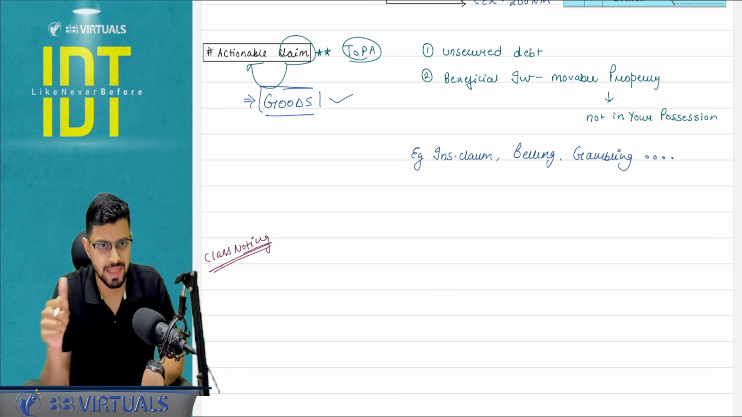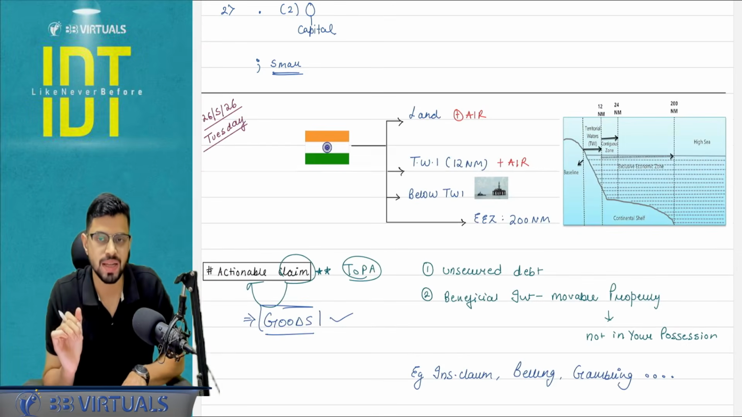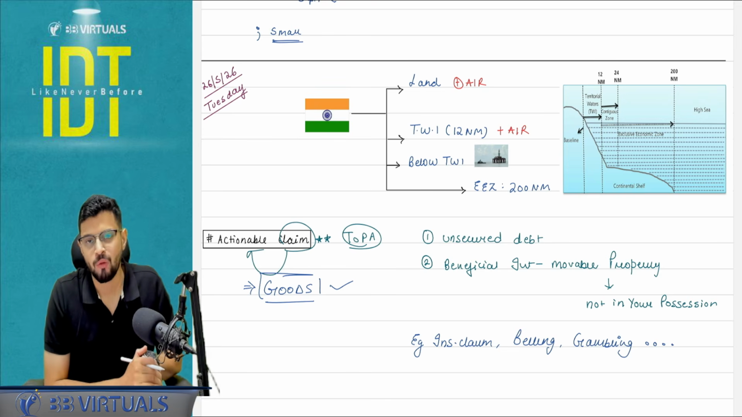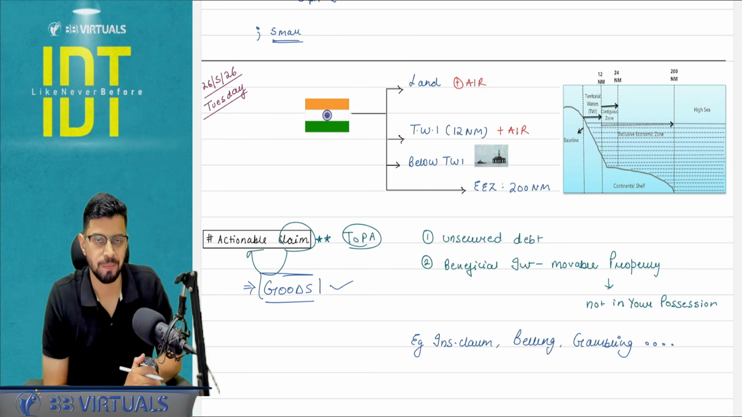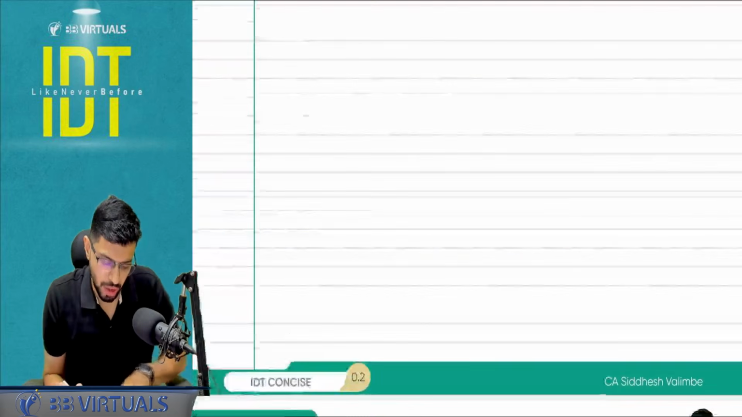Okay, so goods is clear, services is clear, money is clear, securities is clear. Now the next definition we need to understand is, what is the meaning of India? Okay, let's see first from the definition, then I will take you to the handwritten note.